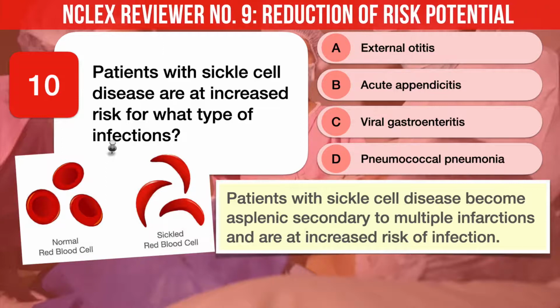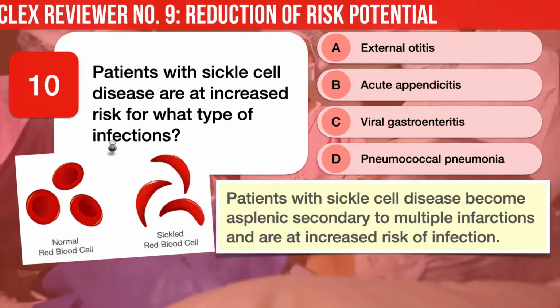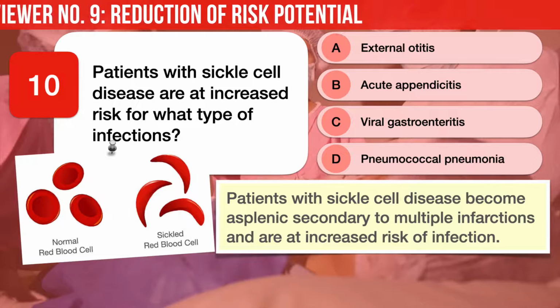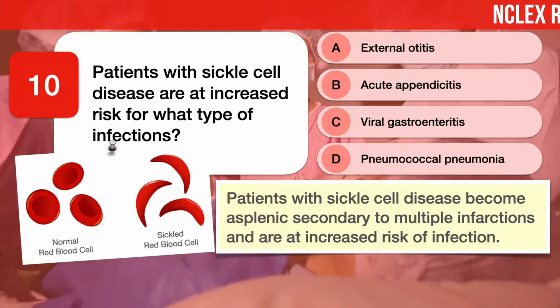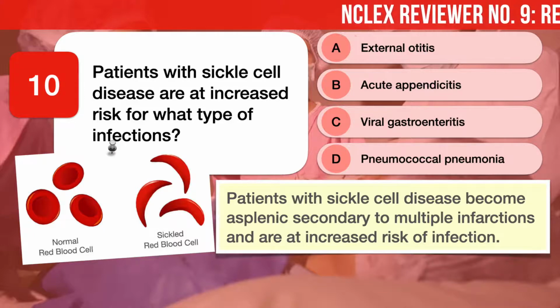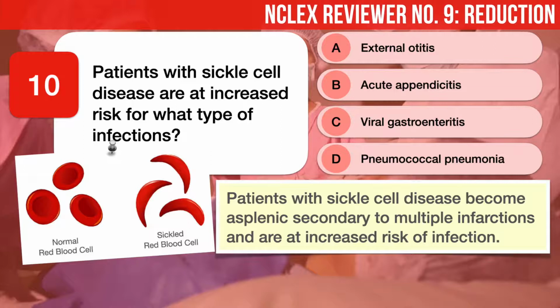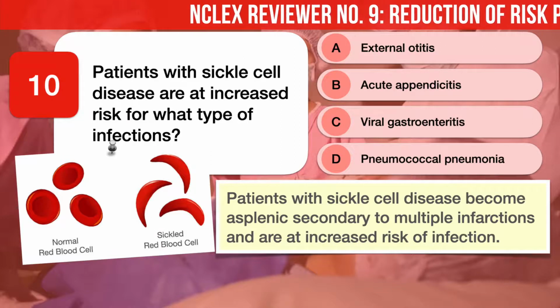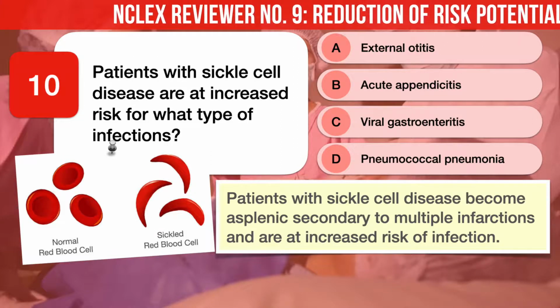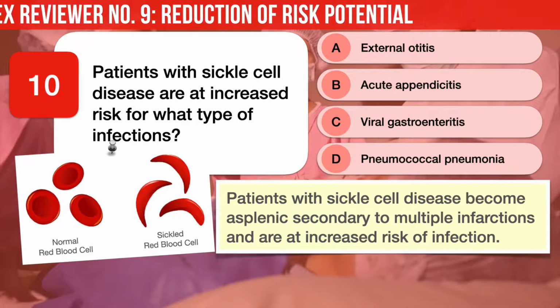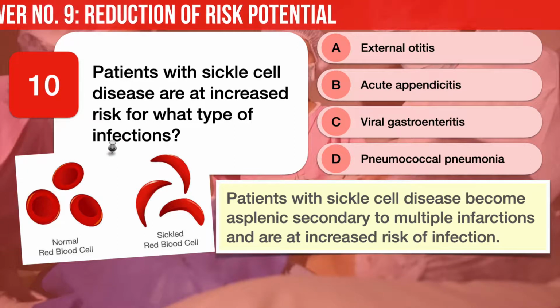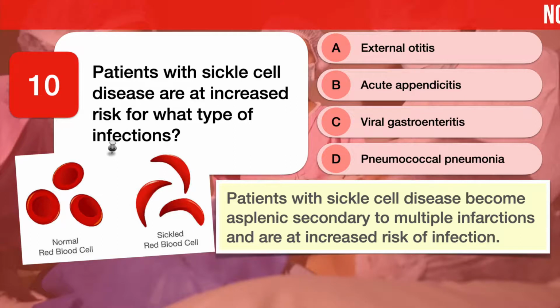The correct answer is D. Pneumococcal pneumonia. Infections caused by encapsulated organisms are common in asplenic patients. Patients with sickle cell disease become asplenic secondary to multiple infarctions and are at increased risk of infection. Pneumococcal and meningococcal vaccines are very important in such patients. Penicillin prophylaxis should start at 2 months. Some recommend continuing to age 5 years, others until adolescence.